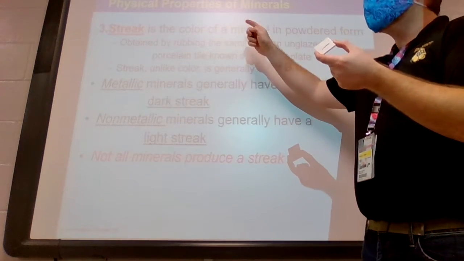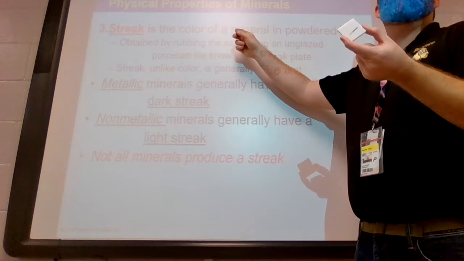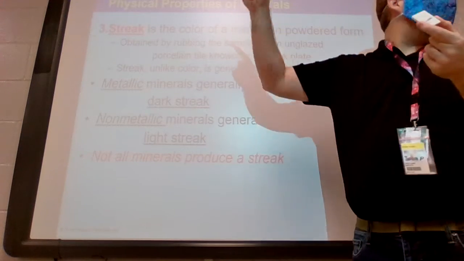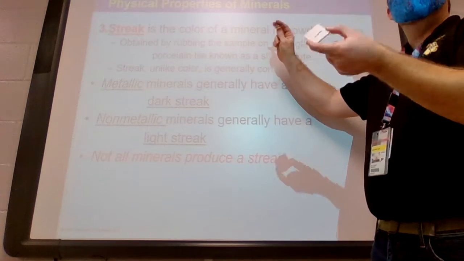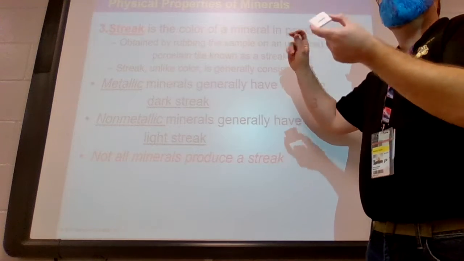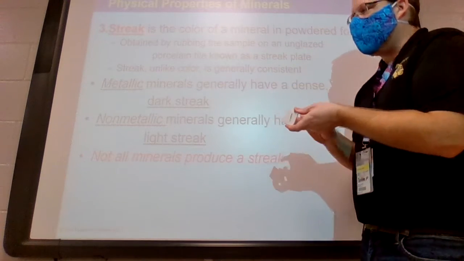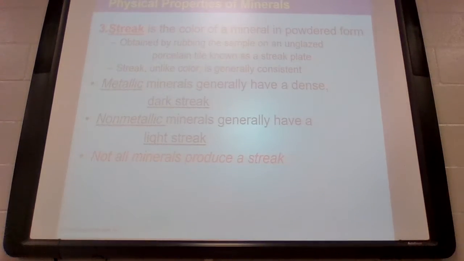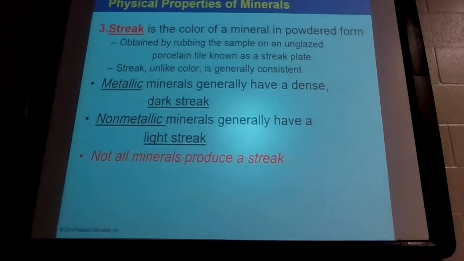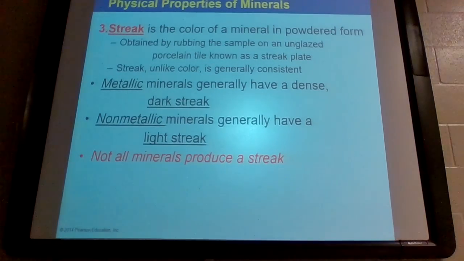These streaks can actually be super helpful. They will help you eliminate different minerals as you're trying to figure out what mineral you have in front of you in a lab. The only catch is, let me turn this back off. A lot of minerals have a white streak. They just leave behind a white powder. And seeing a white powder on a white plate isn't necessarily the easiest thing to do.